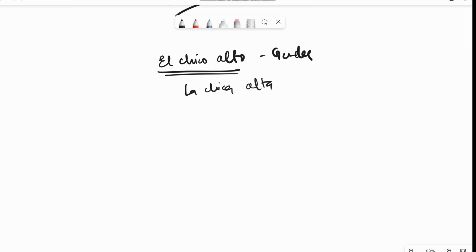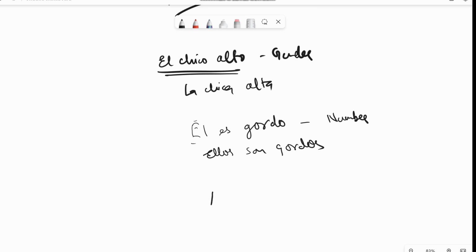If I asked you to change the number of a sentence, for example, if I wrote él es gordo. Now, if I asked you to change the number of the sentence, that means if it is singular, you'll have to make it into plural. If it is plural, then you'll have to change it into singular. This one is singular. He is fat. The plural of he is fat would be they are fat. Ellos son gordos.